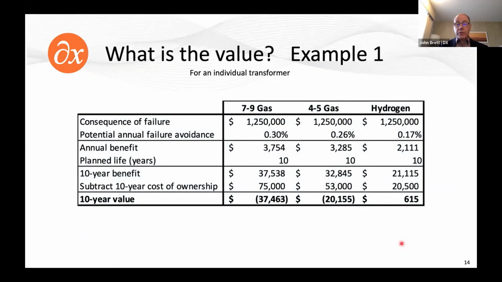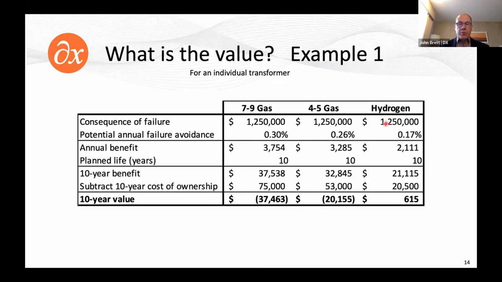So what's the value? Now we're going to look at this for an individual transformer. And here I picked what's the consequence of failure in financial terms? In this case, I picked $1.25 million. Getting into how you calculate the consequence of failure, that's a whole other discussion, a whole other paper, so I'm not going to delve into that.